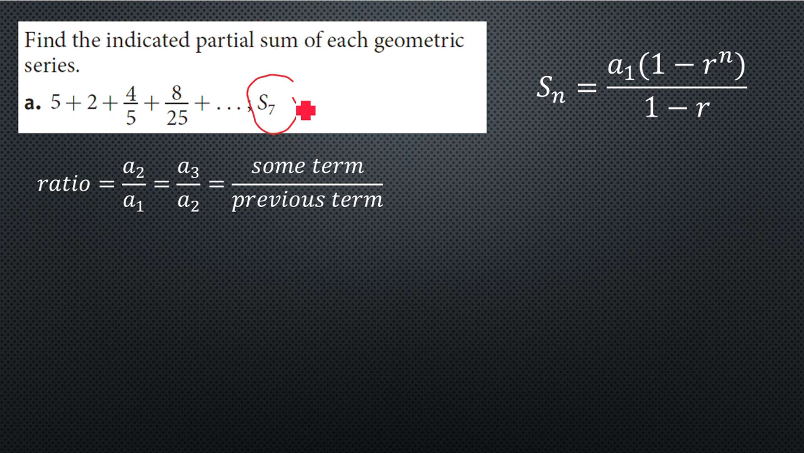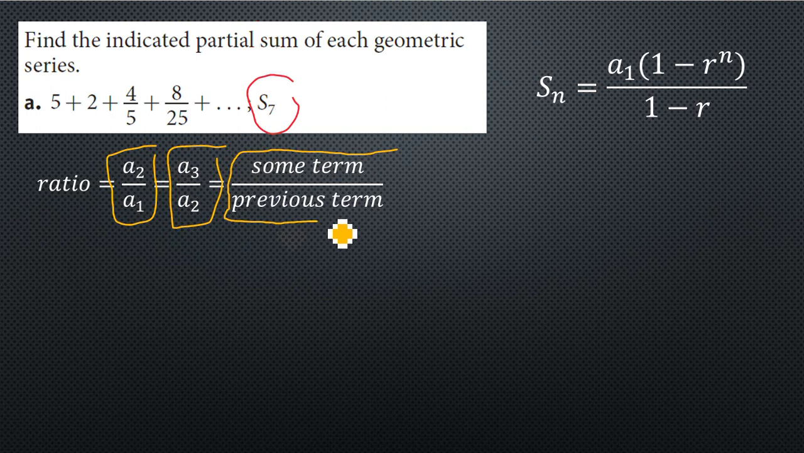Now, what we don't have here is the ratio. So I want to remind you how we calculate the ratio for any geometric sequence. What we do is we take the second term divided by the first, or we can do the third term divided by the second. And that's true as we go out through the sequence.